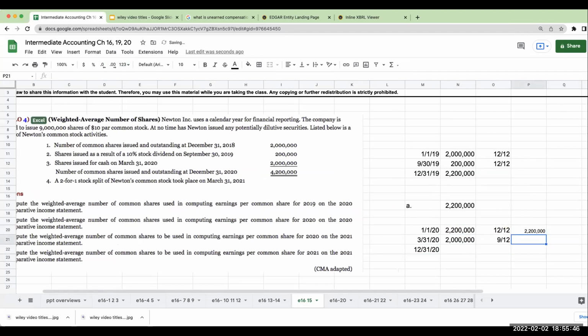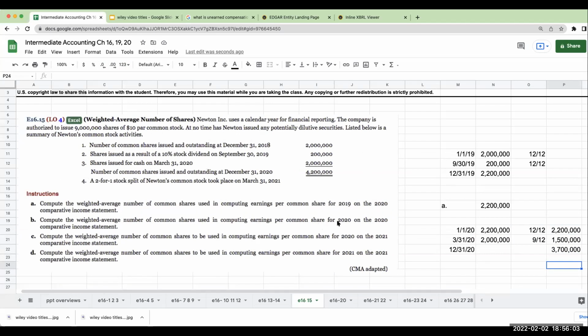So my total weighted average shares outstanding is going to be 2.2 million plus 1.5 million. And that's how we're going to go through and figure this out. So my weighted average common shares outstanding for 2020, the 2020 comparative income statement, is going to be 3.7 million. Now, compute the weighted average number of common shares to be used in computing earnings per common share for 2020 on the 2021 comparative income statement.